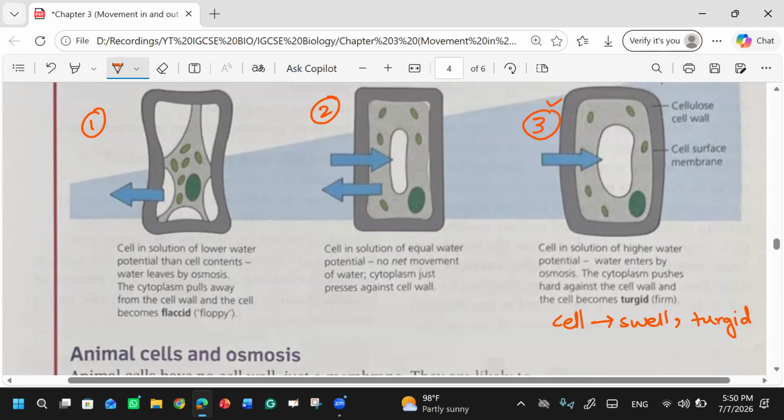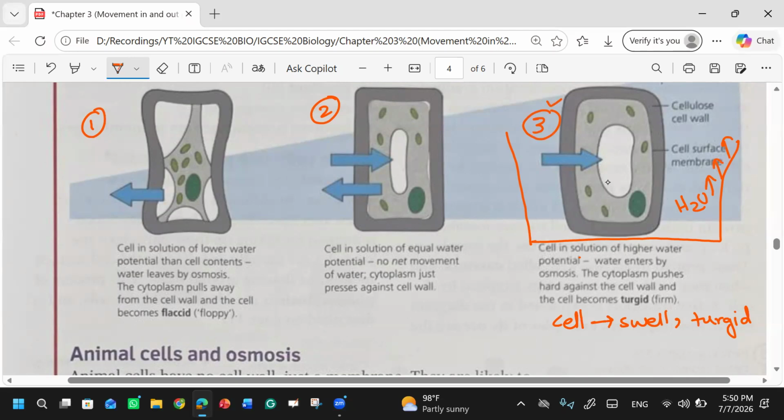Cell in solution of higher water potential. Now there is more water potential. Basically, how do we check whether water is going inside or outside? We will check the surrounding of the cell. Clear? They are telling us that the cell is in this solution, the solution of higher water potential. It means the water potential in this solution is more.